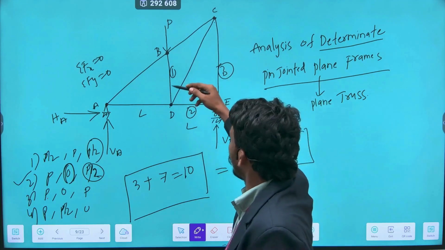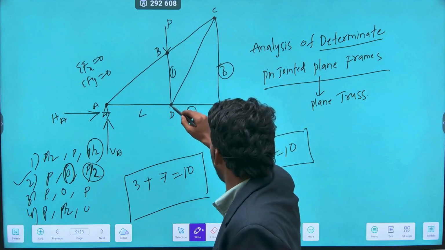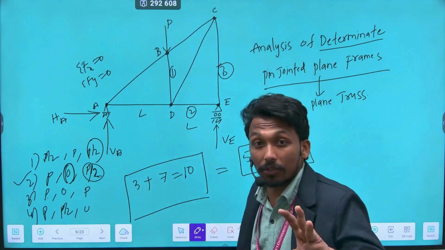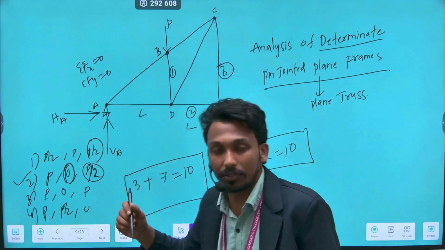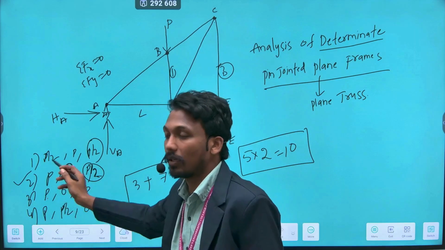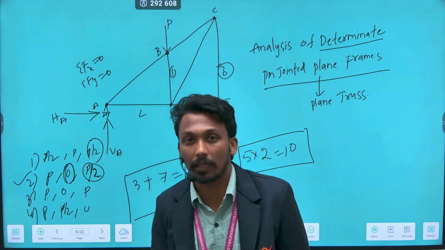And if you have to calculate all these 3 member forces, we have to apply equilibrium equations at this joint and this joint, which means at 3 joints. It will consume a lot of time. So we have to be smart enough to eliminate options and find the correct answer. So with that I'll conclude.